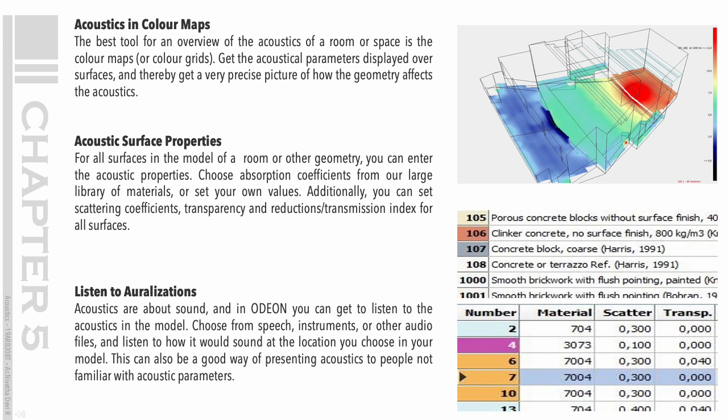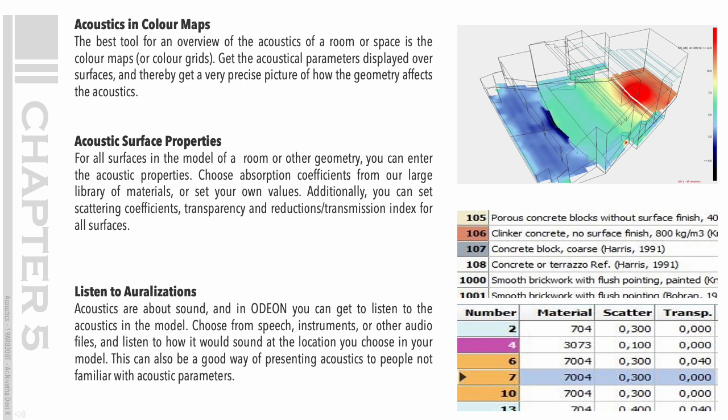Get the acoustical parameters displayed over surfaces, and thereby get a very precise picture of how the geometry affects the acoustics. Acoustic surface properties. For all surfaces in the model of a room or other geometry, you can enter the acoustic properties. Choose absorption coefficients from our large library of materials, or set your own values. Additionally, you can set scattering coefficients, transparency and reduction/transmission index for all surfaces.